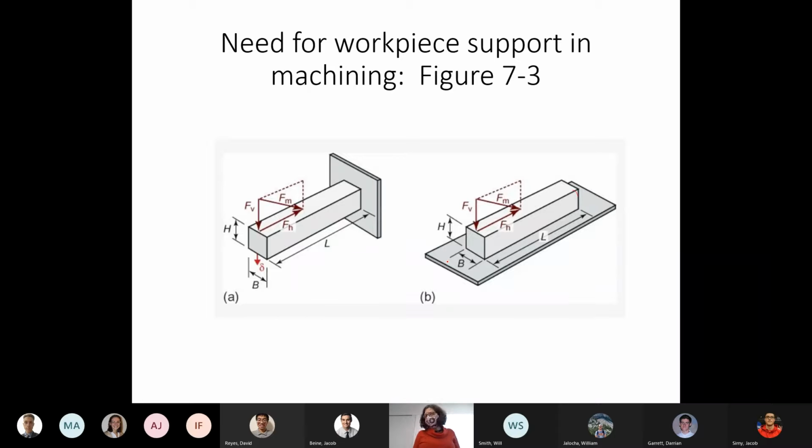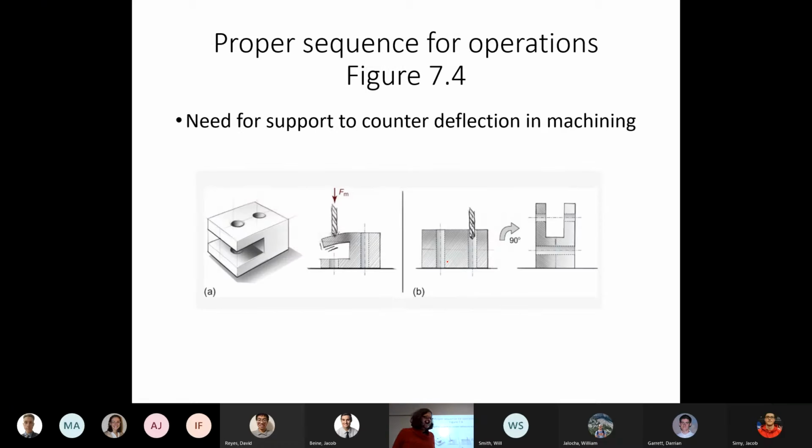We also, in our reading assignment, looked at the advantage of having multiple axes and not having to reclamp the part as much. And then we also have this particular situation on whether or not we would want to do the groove before the hole.